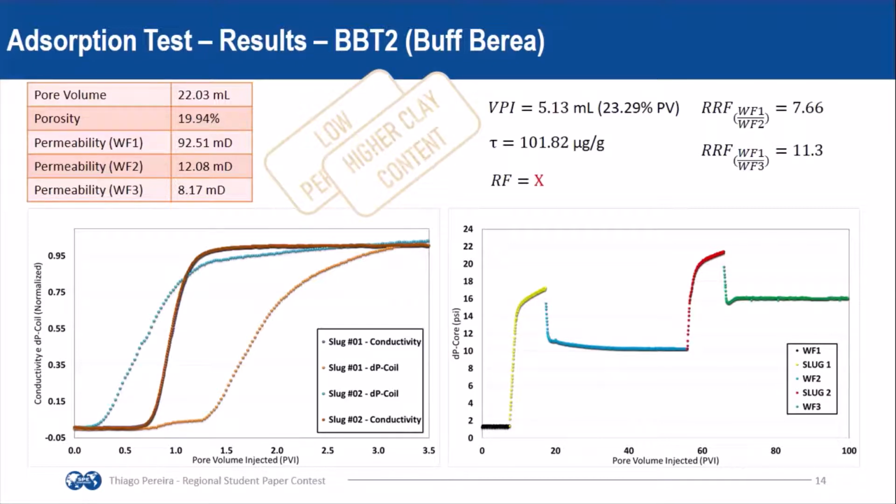These are results of both Berea, another core with low permeability but with a higher clay content. Here we can see almost the same retention trends as the previous one, but there is something interesting here. This core has a higher permeability than the gray Berea, but the amount of polymer retained was higher. And we believe that it may be caused by the mineralogical composition of this sample.